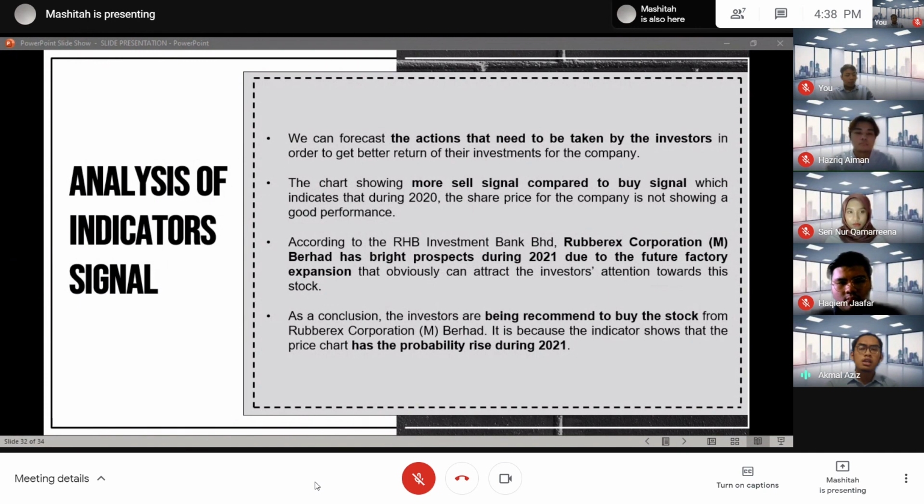According to RHB Investment Bank Berhad, Rubberex Corporation Berhad has a bright prospect during 2021 due to the future factory expansion that can attract investor attention toward this stock. As a conclusion, the investors are recommended to buy this stock from Rubberex Corporation Berhad. It is because the indicator shows that the price chart has a probability of a crash during 2021.